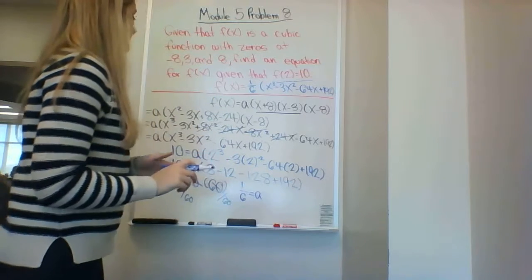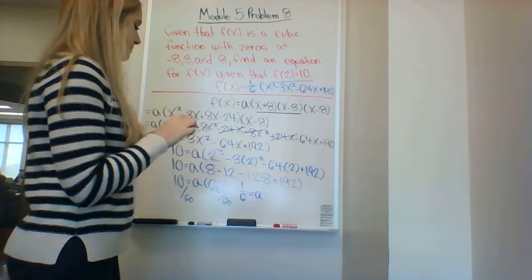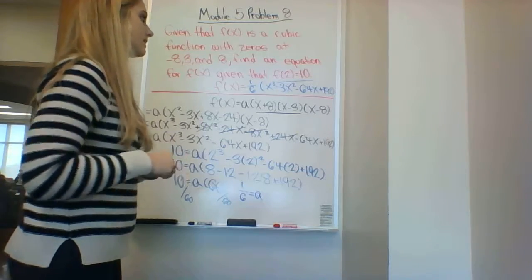And so that is the answer. f of x equals 1/6, x cubed minus 3x squared minus 64x plus 192.